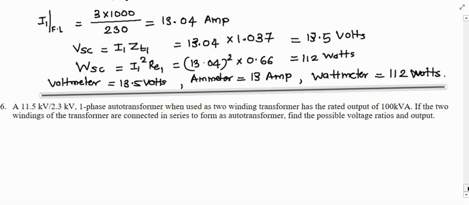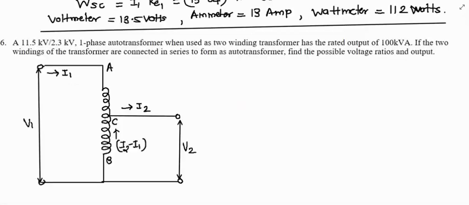Now let us, students, solve one problem based upon the auto transformer. Okay, so the problem statement is: an 11.5 kilovolt by 2.3 kilovolt single phase transformer when used as a two winding transformer has a rated output of 100 kVA. If the two windings of the transformer are connected in series to form an auto transformer, find the possible voltage ratios and the output. So students, let us draw the auto transformer first.